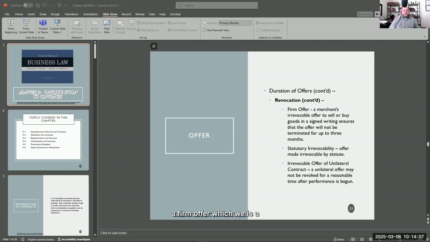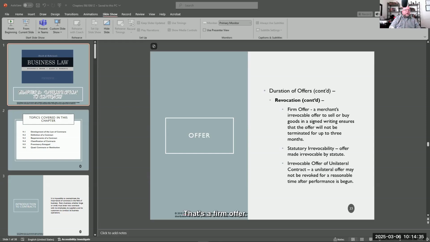A firm offer, which is a merchant's irrevocable offer to buy or sell a good signed in writing. When a merchant gives you a written estimate, that is a firm offer. You get that. Or if they say, this is what I'm going to sell it for, they give it to you in writing. That is a firm offer. A firm offer in a store is that price tag. They have to sell it to you for that price tag.